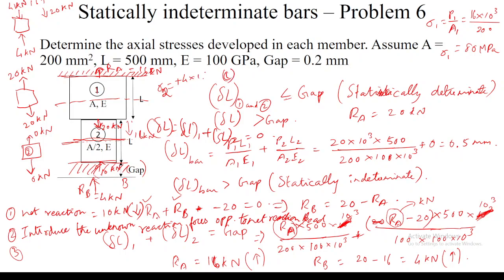So 4 into 10 to the power of 3 divided by the area, which is 100 mm square. So sigma 2 will be equal to how many megapascals? 40. Yes, 40 megapascal, which is a compressive stress. Okay.